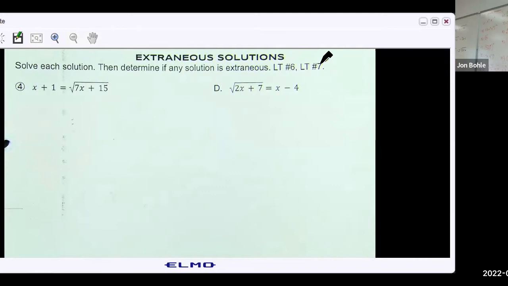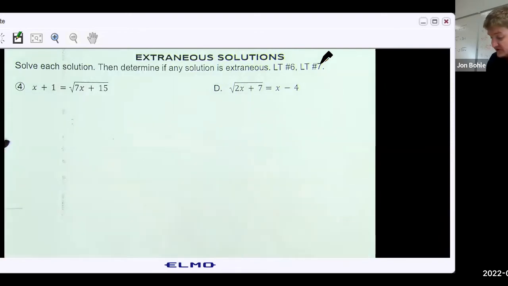Essentially what that means is we're going to get more than one answer. But one of those answers is going to be like an imposter, like a fake answer. So we're going to get 2 answers. One's going to be an answer, and one is probably not going to be an answer. And I will do my best to explain why when we get there.